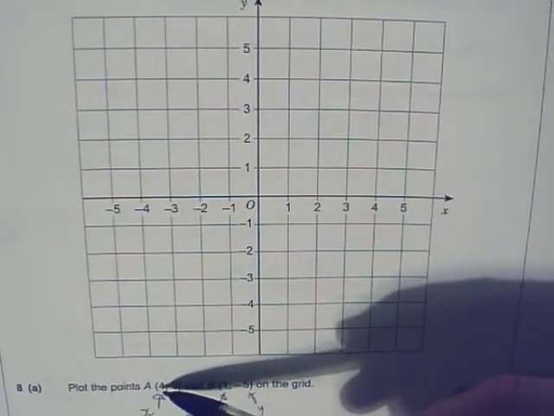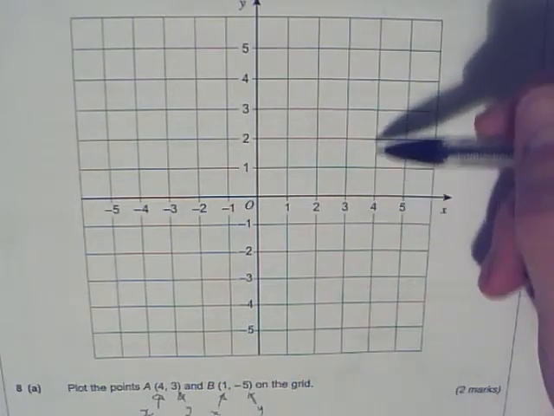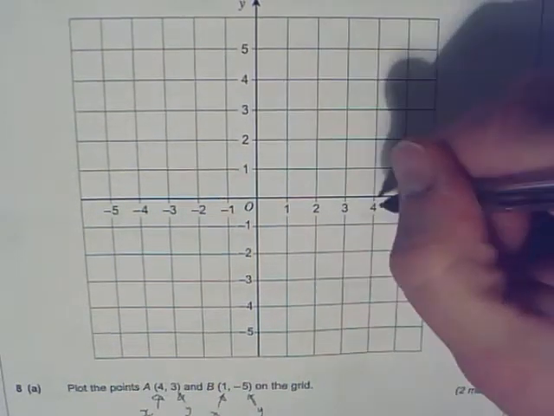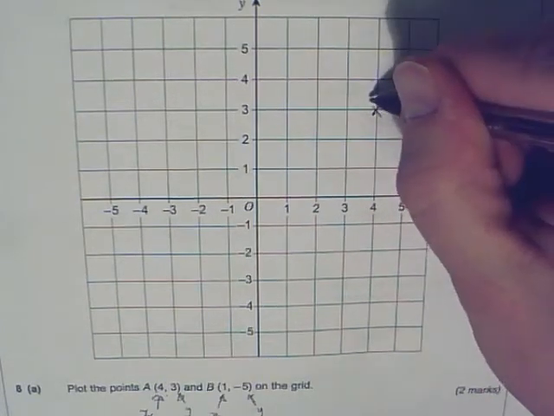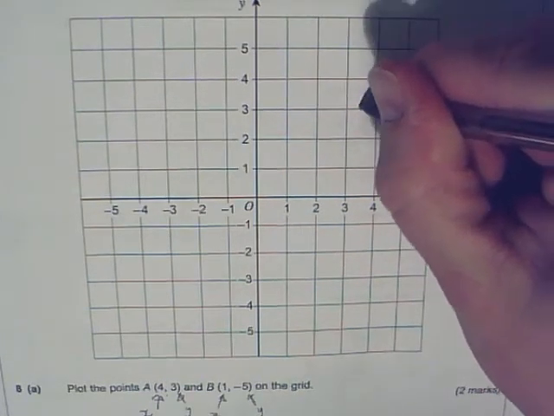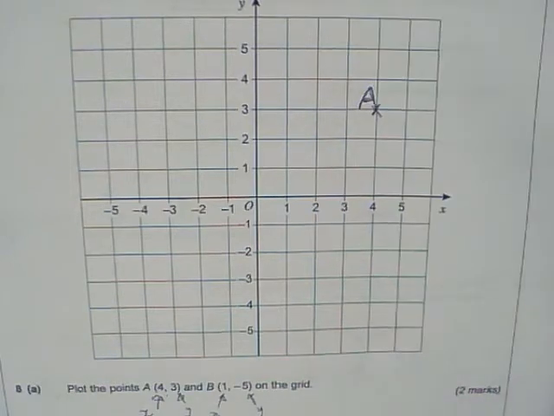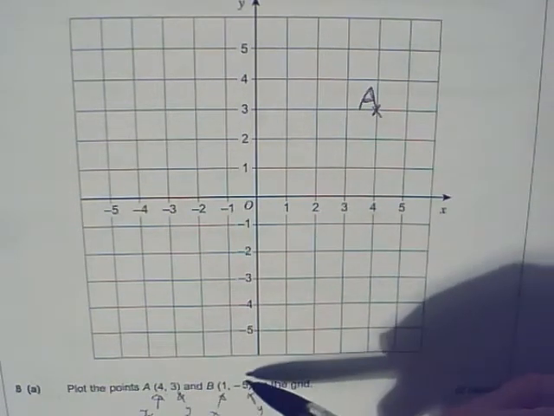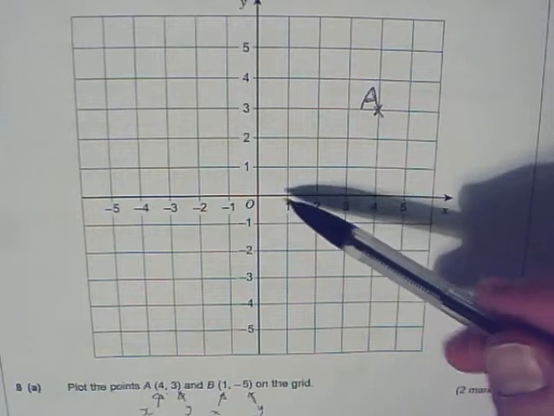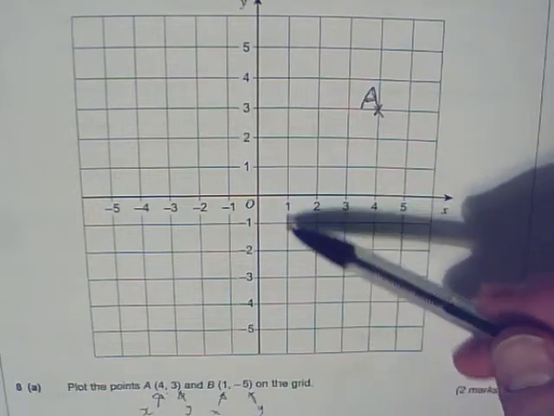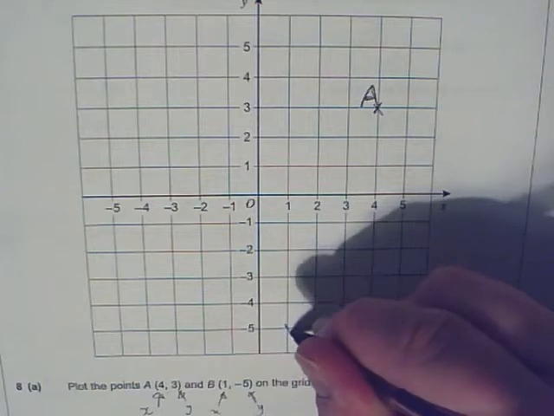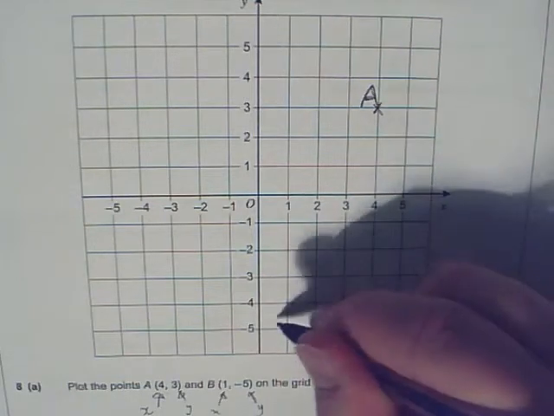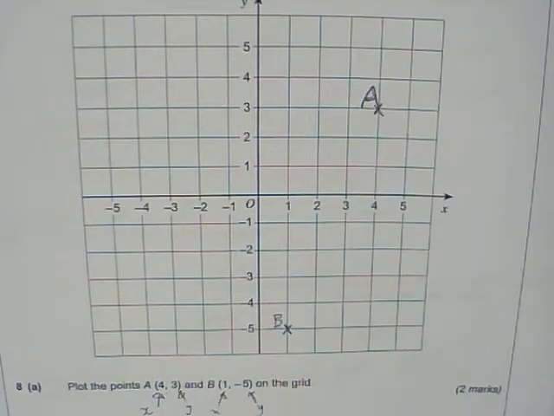So point A is 4 on my x and 3 on my y. So 4 along and then 3 up, and I'm going to put that in there, and label that nicely A as well. Okay. Point B is (1, -5). So this means 1 on my x and then minus 5 on my grid, going down, minus 5. So point B goes here. And that is my 2 marks for question 8a.